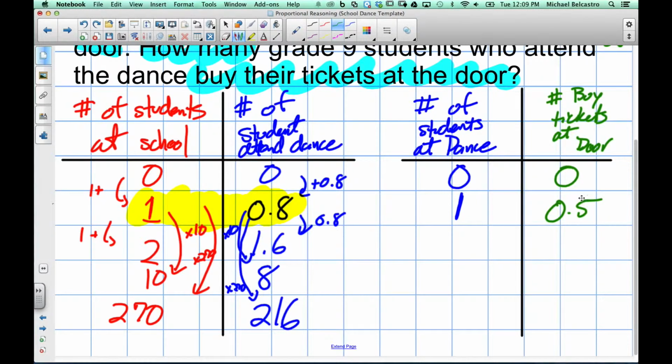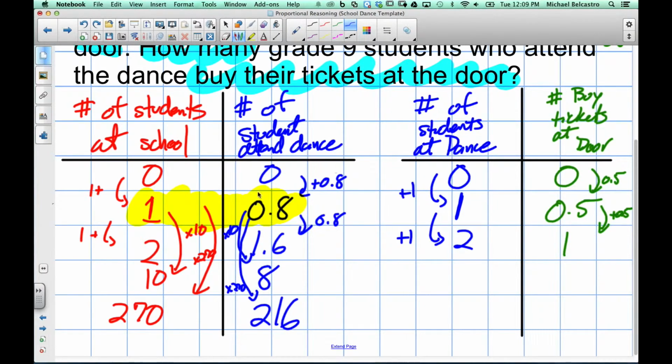Again, that doesn't really make much sense. We wouldn't have 0.5 of a student. But what it's helping us do is show what we're increasing by. If we increase by 1, and if we increase by 1 again and go to 2 students, for our ticket buyers we're increasing by 0.5. So we increase by 0.5 again. And if 2 students went to the dance, 1 of them would have bought their tickets at the door. Okay, that helps a lot.